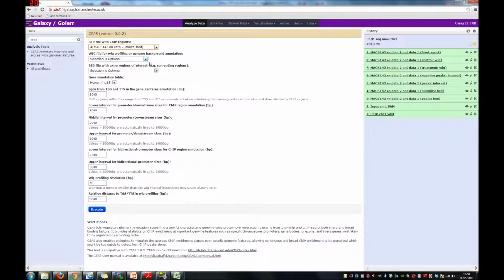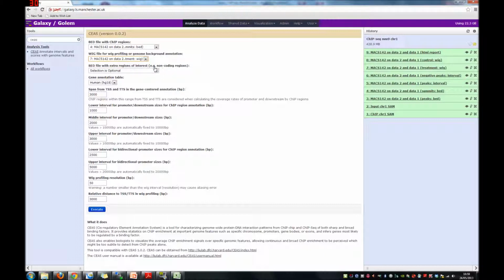Now also it will take a WIG file for looking to see where binding is greatest in terms of fragments over different areas of the genome, in particular in relation to genes, such as upstream, downstream, intronic, exonic, etc. Now we have these WIG files from our MACS analysis again, so we can provide it with the treatment WIG, which is our ChIP data.